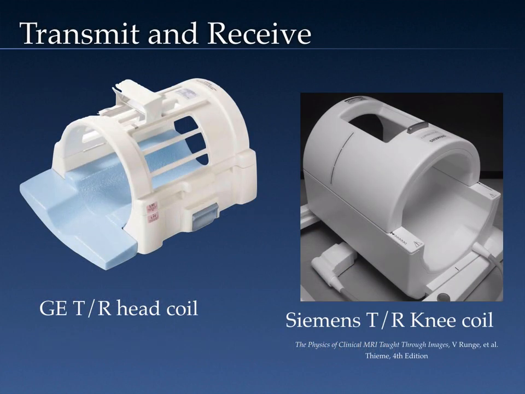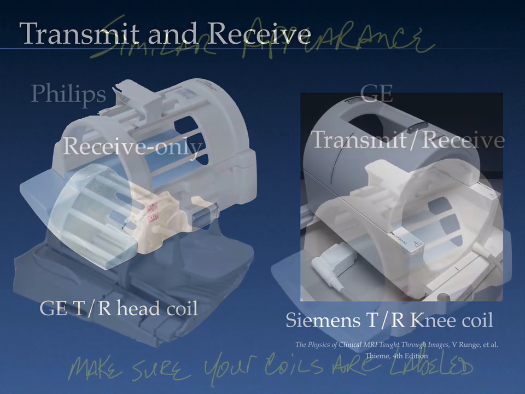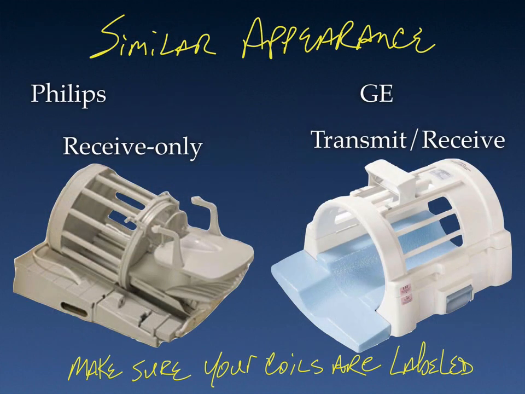Here are two examples of transmit and receive coils. On the left is a transmit and receive head coil, and on the right is a transmit and receive extremity or knee coil. Notice that the overall appearance of the coil is somewhat similar, but remember that you can't really tell what type of coil it is simply by its appearance.